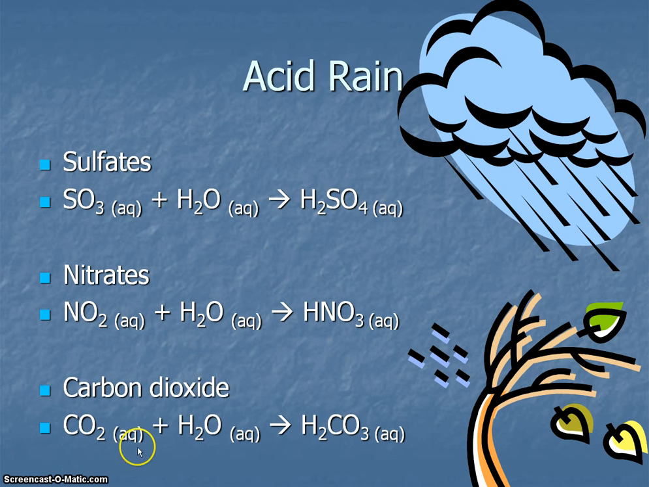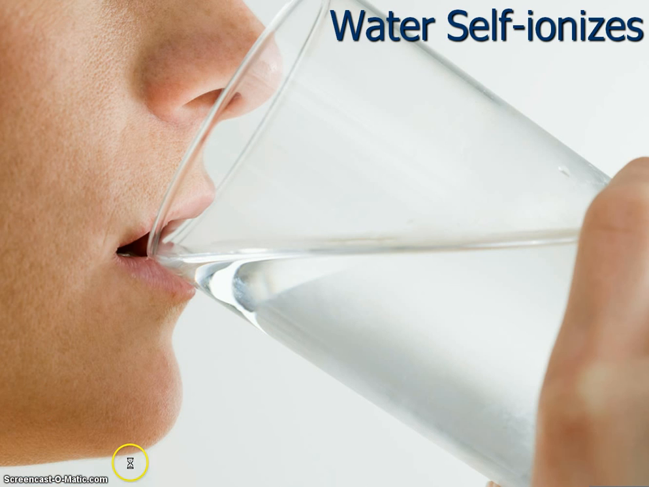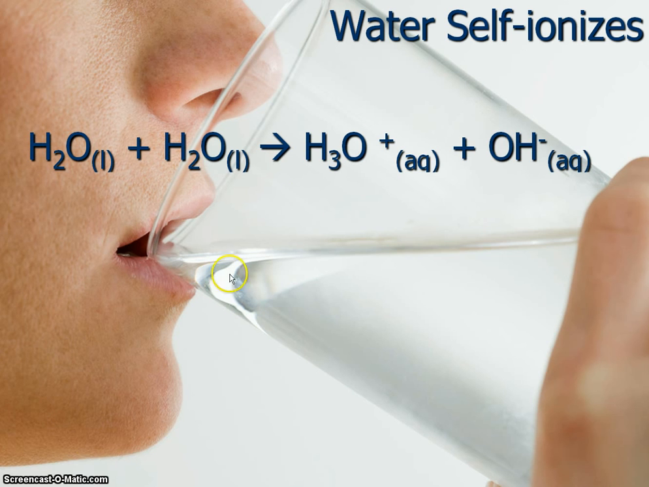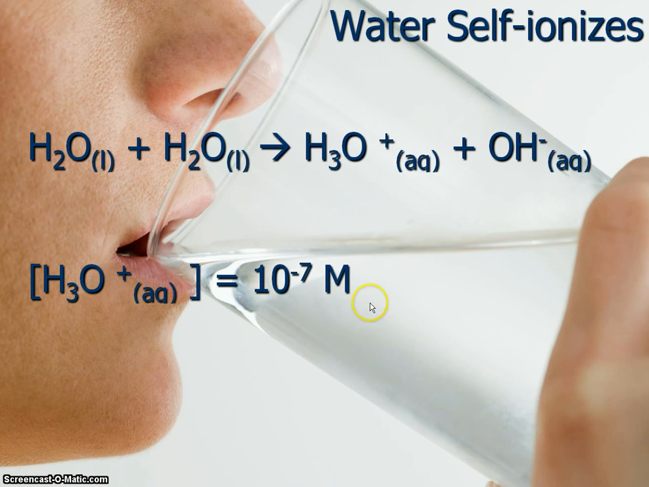When they combine with water, they give us nitric acid and nitrous acid. Carbon dioxide, when it combines with water, gives us carbonic acid, which isn't as strong as the others because it quickly breaks up again to water and carbon dioxide. Water self-ionizes. That means at any time when you drink some water, you're going to have some acid and base that you're drinking also.